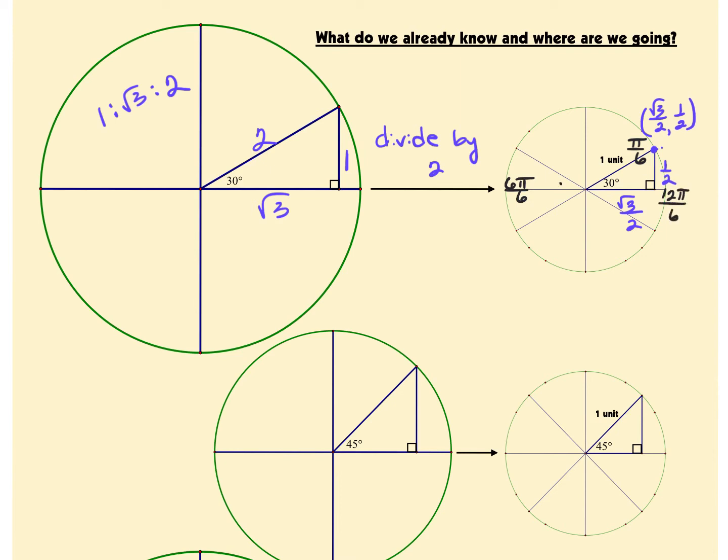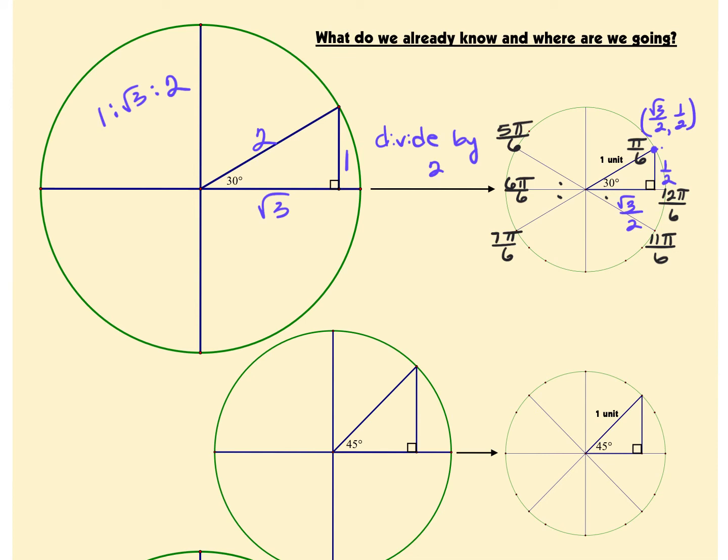Now, since each of these little angles here are also 30 degrees or pi over 6, if this is 6 pi over 6, this is going to be 1 pi over 6 less than 6 pi over 6, or 5 pi over 6. This is also a key number from our unit circle. This point right here is going to be 1 pi over 6 more than 6 pi over 6, or 7 pi over 6. And our last one is going to be 1 pi over 6 less than the full rotation, or 11 pi over 6.